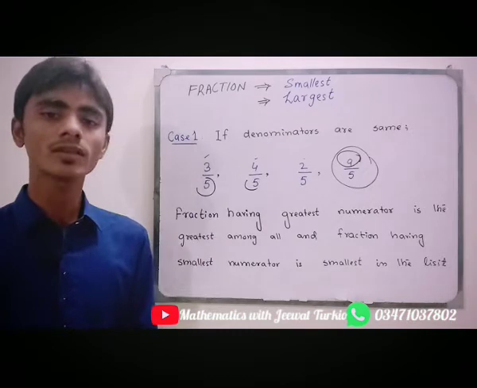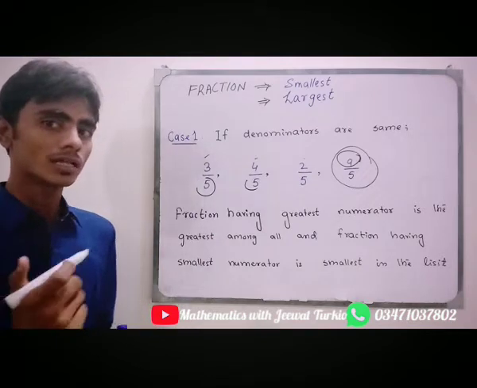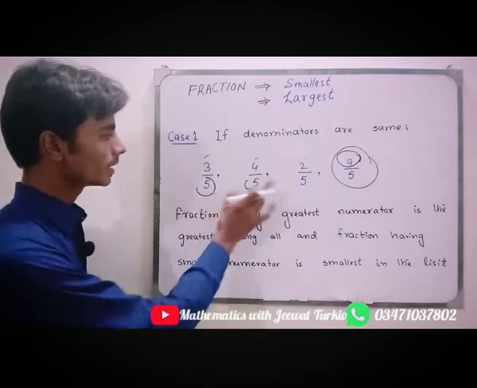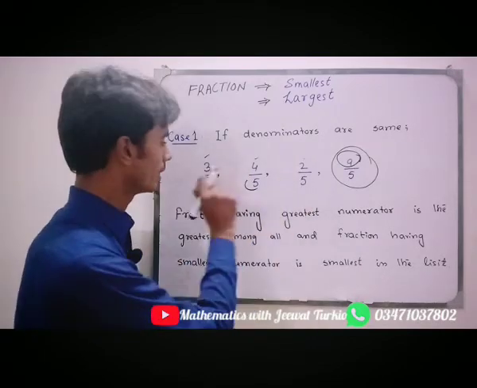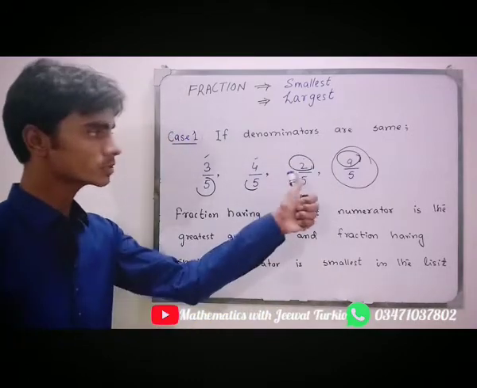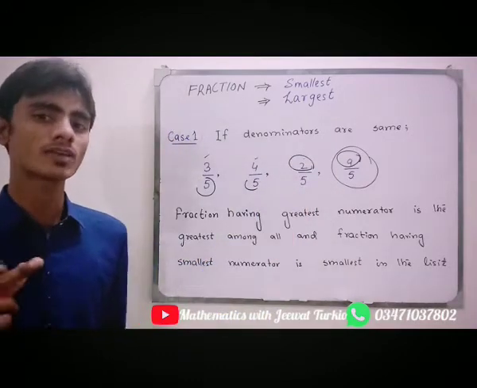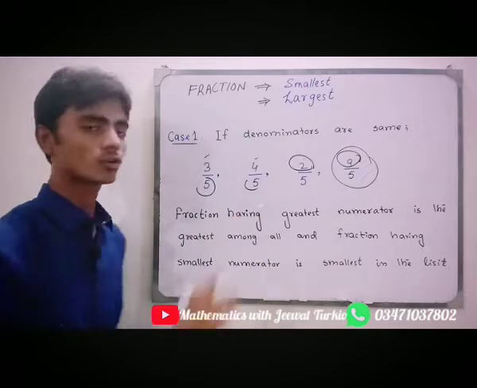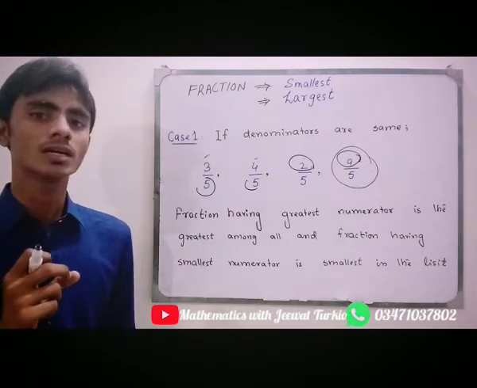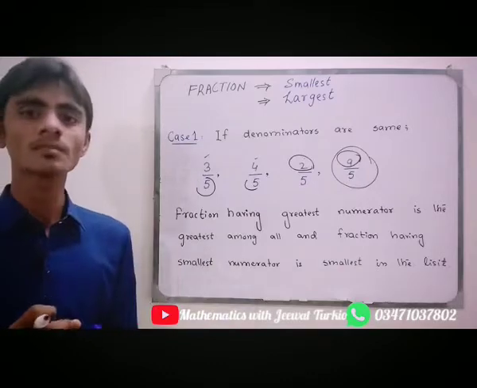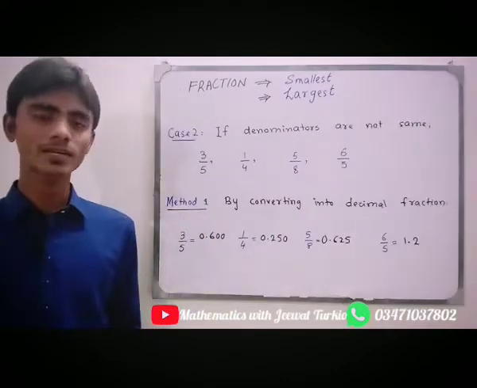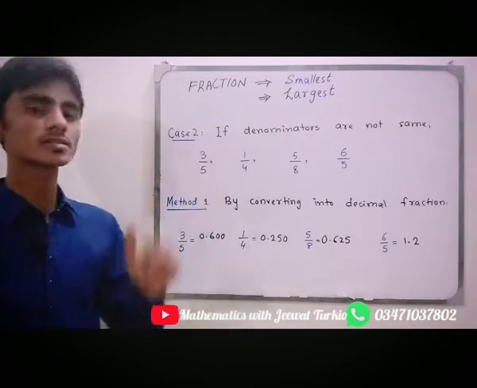In the same way, which is the smallest fraction? The fraction having the smallest numerator. Here the numerators are 3, 4, 2, 9. So 2 is the smallest numerator, so this 2 by 5 is the smallest fraction in this list of 4 fractions. So this is the simple way to find the smallest and the largest fraction in a list having the same denominators. Another case is if the denominators are not the same.